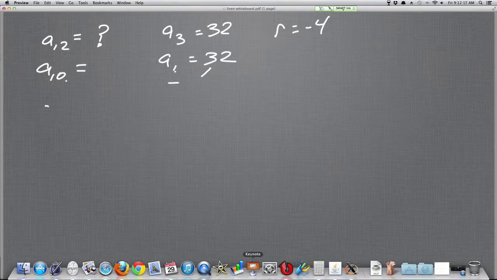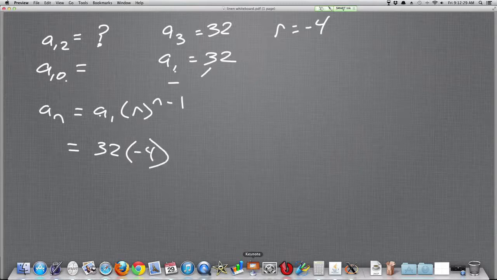Alright, so a sub 1, r, n minus 1. So we're now saying a sub 1 is 32, my r is -4, and my n is 10. Punch that in. You get -8388608. That is correct. Now, we found it as a sub 10, but with the original problem, it's the same thing as a sub 12. Alright, one example of a geometric mean and we're done.